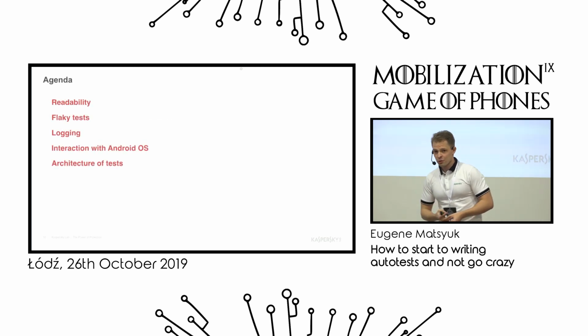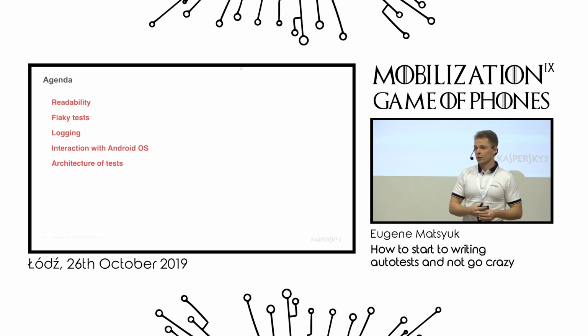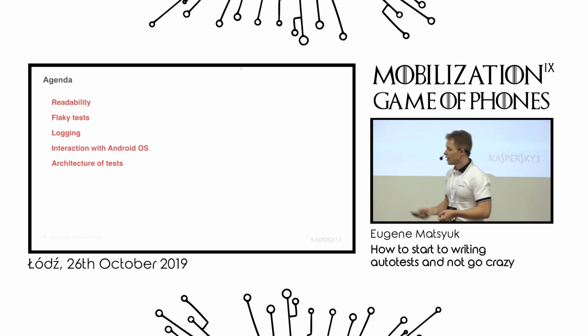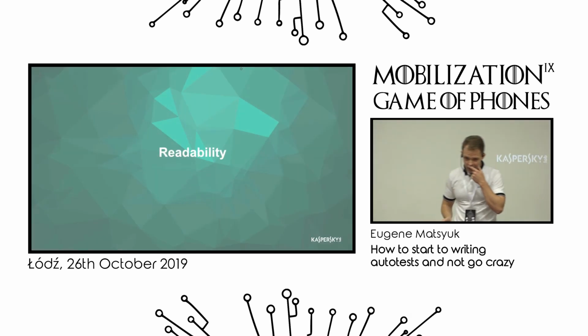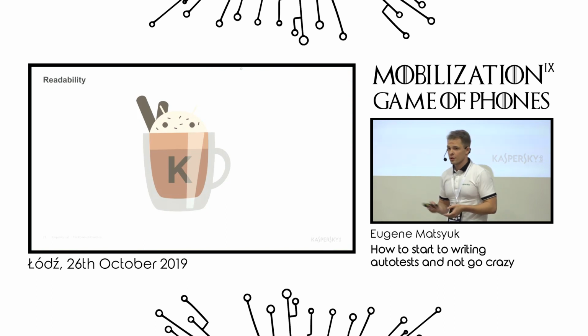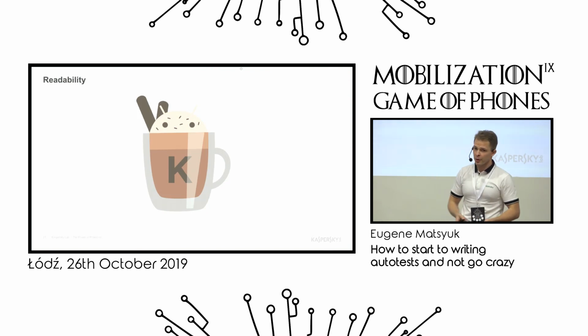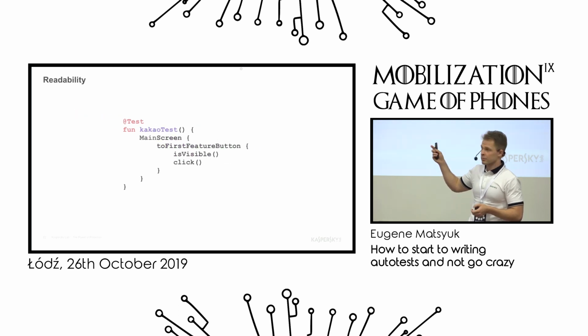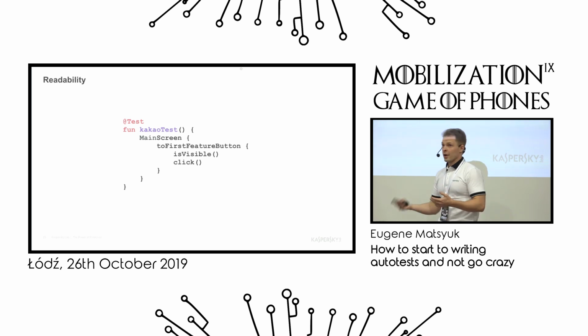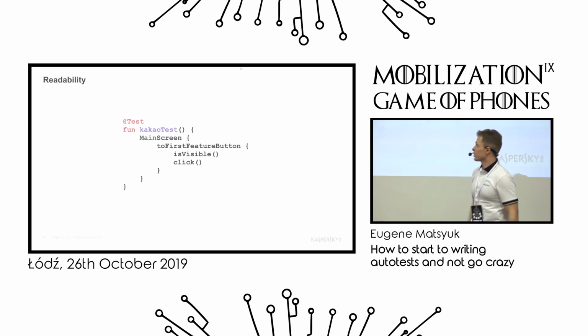So, our agenda today is we will analyze all of these problems and try to find the solutions for each. Okay, let's go. And the first problem today is readability. But it's not a complex problem today because the Kakao library is coming to help us. So just to compare two pieces of code: the first test is written with Kaspresso, and the same test written with Kakao library. Yeah, it's absolutely another level of perception of what your test is doing.